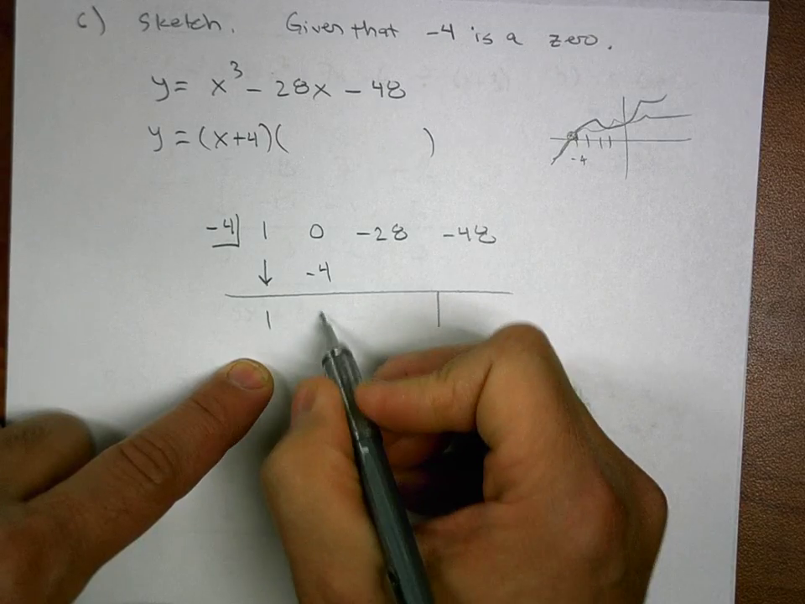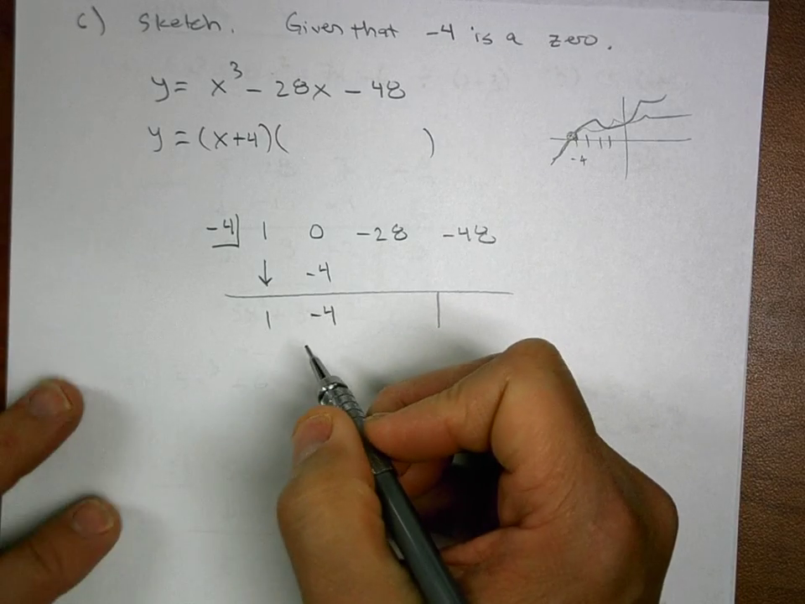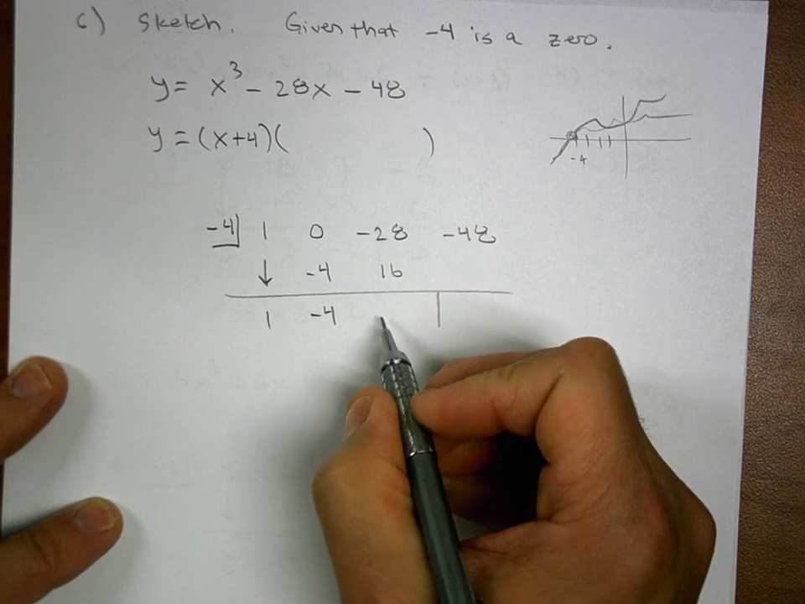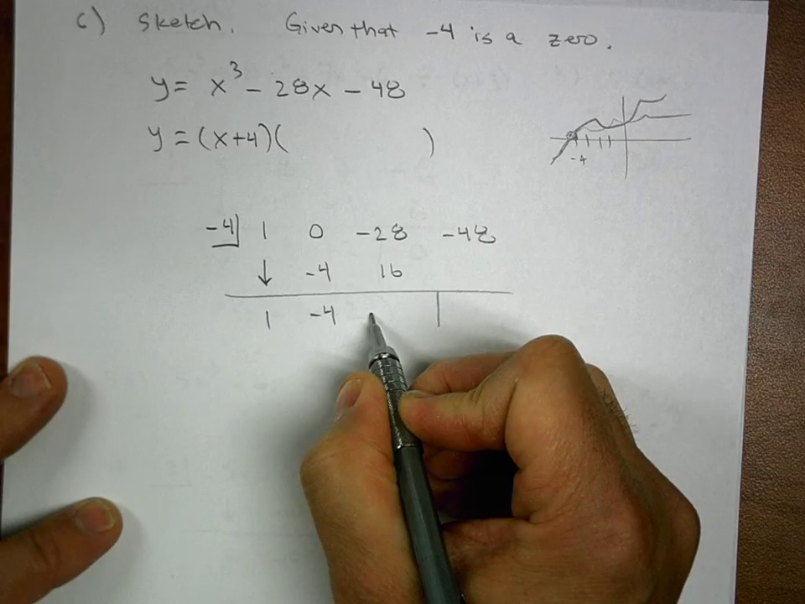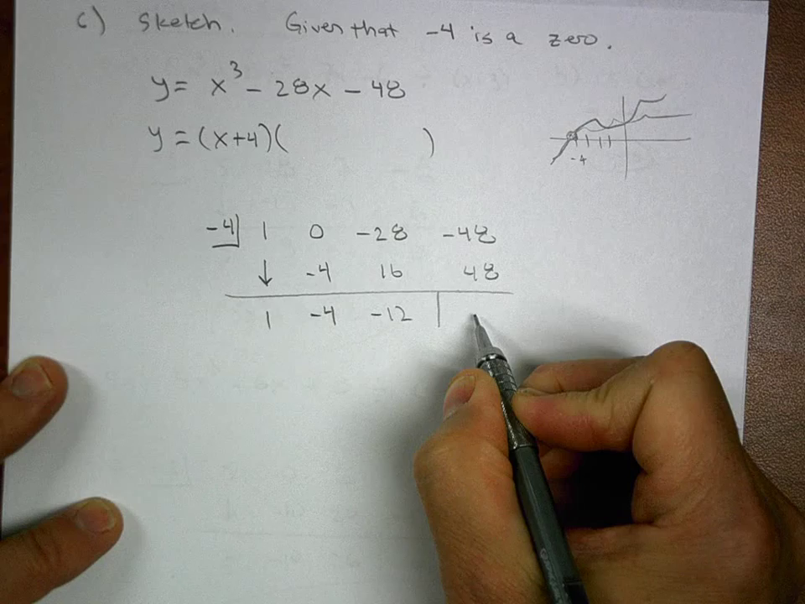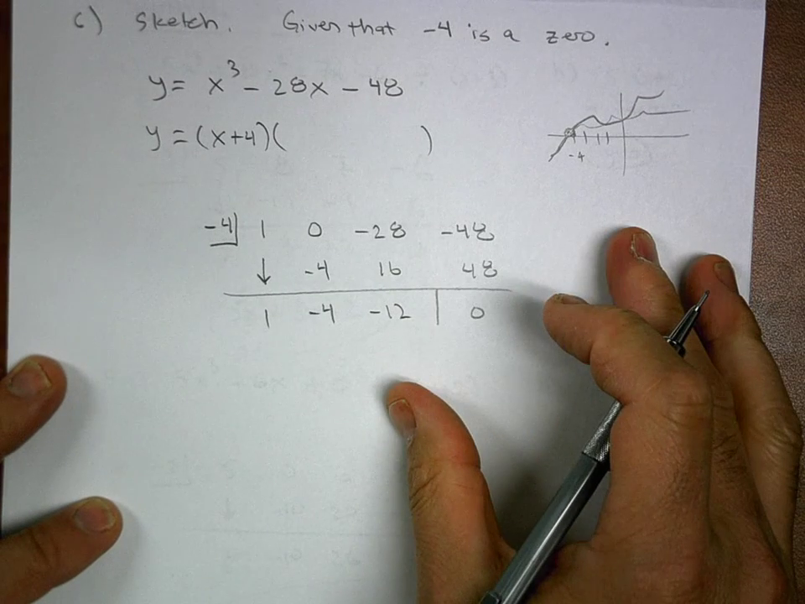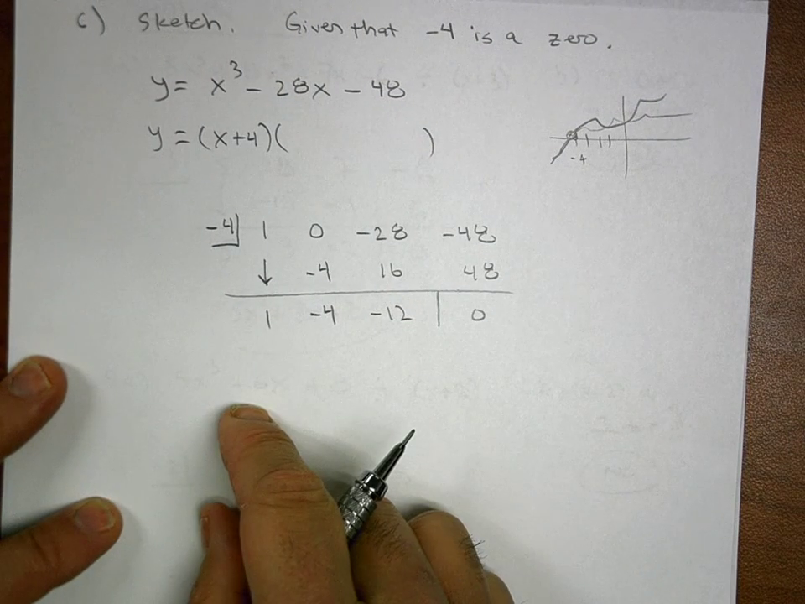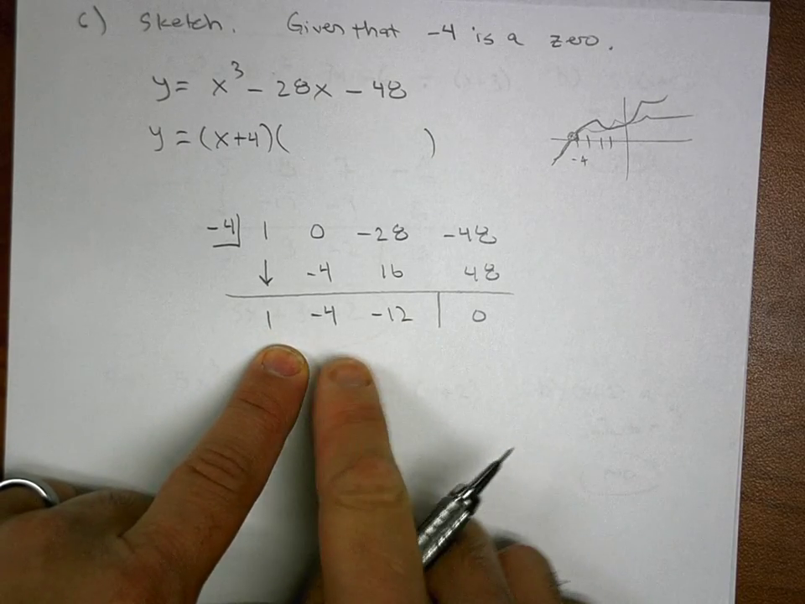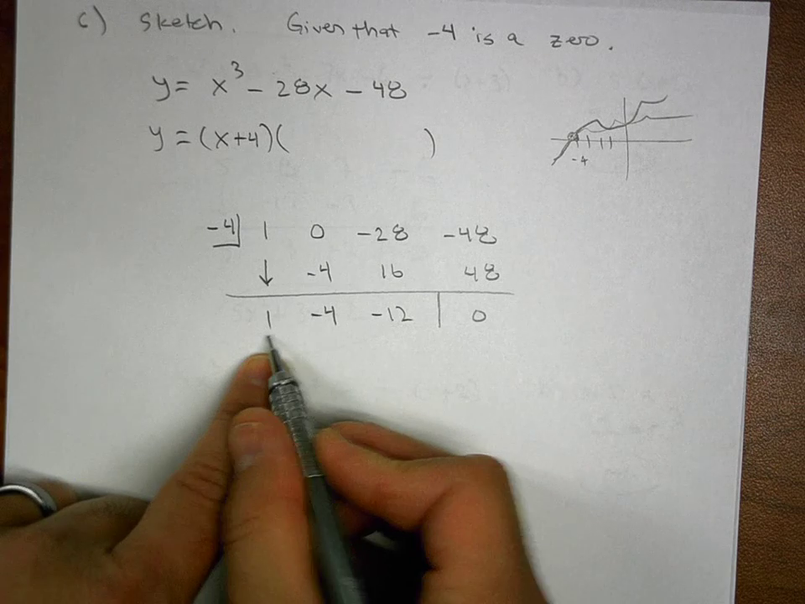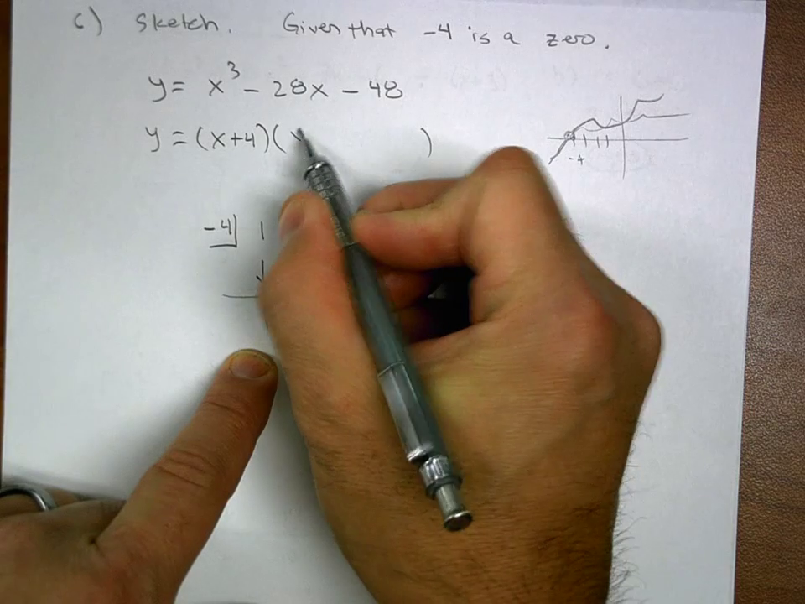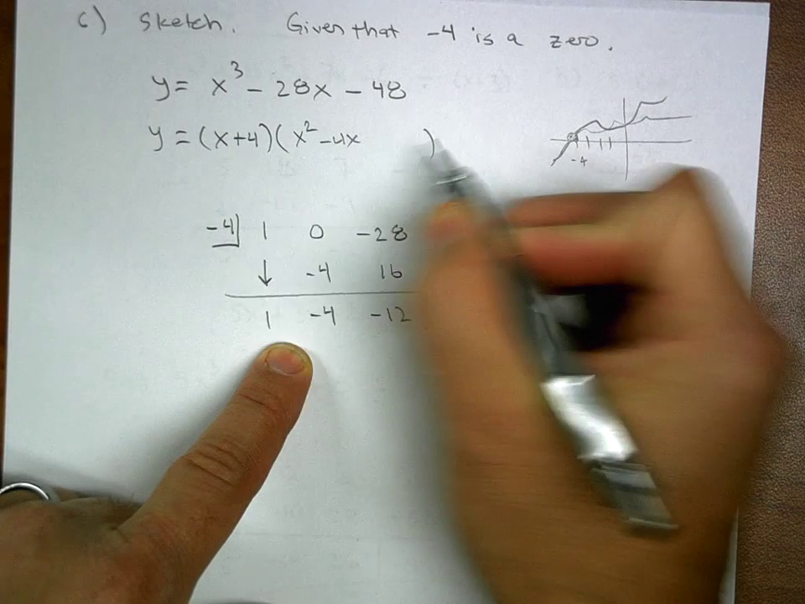So we get negative 4, good, and then we do the process. We multiply, so we get 16, then we add, we get negative 12. Then we multiply, we get positive 48, and a remainder of 0. We knew that was going to happen. We just needed to get the leftover, right? So what is our leftover here? How do we write this? 1x squared minus 4x minus 12, right?